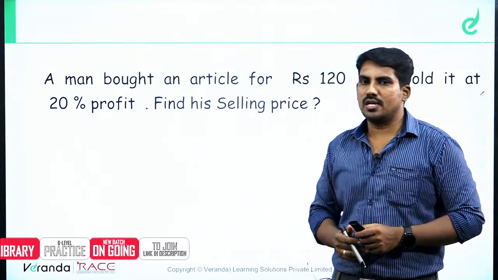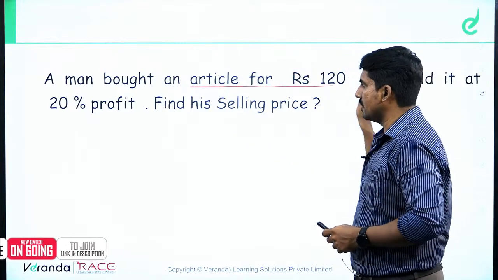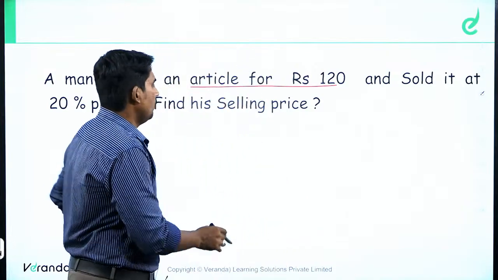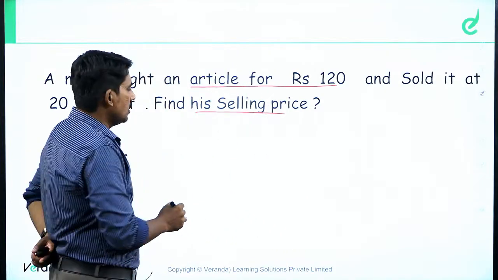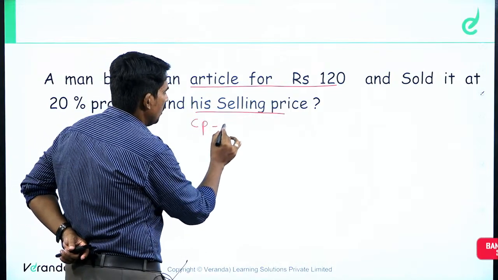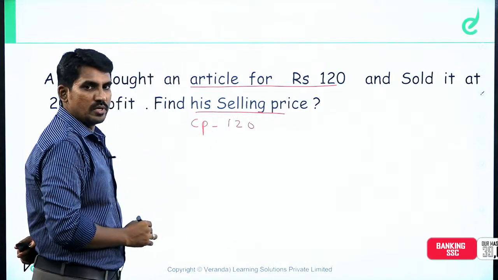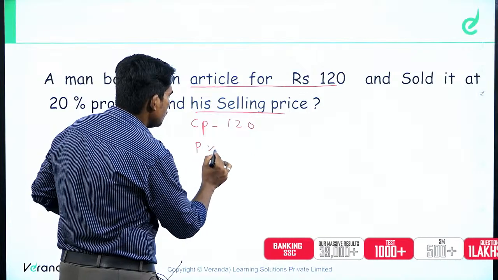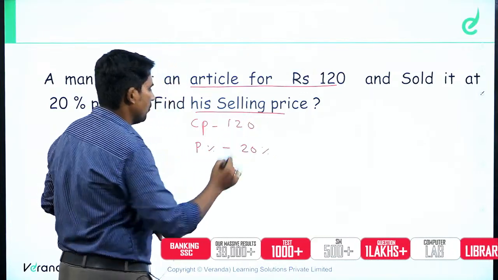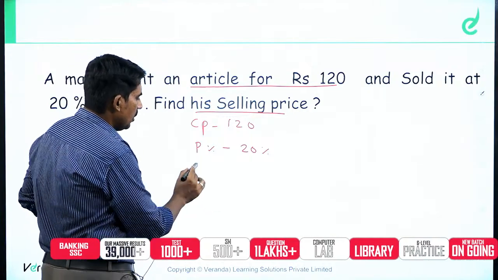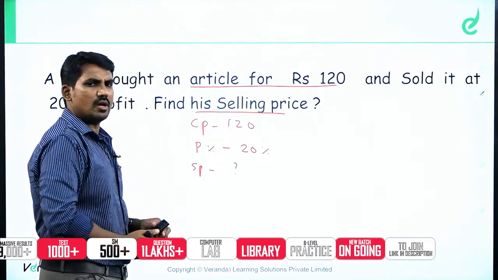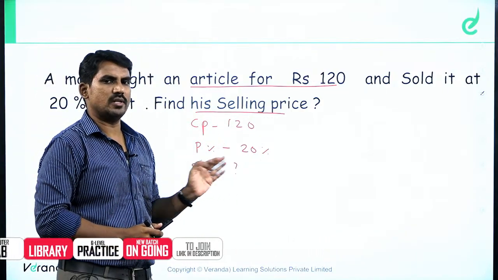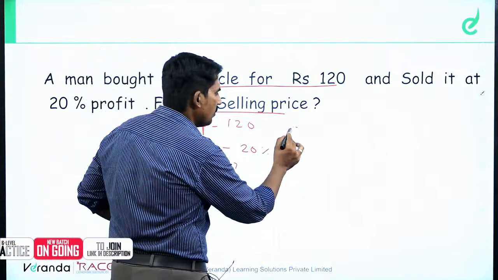A man bought an article for rupees 120 and sold it at a profit of 20 percentage. Find the selling price. Now understand the question. Cost price is given, 120 rupees. Profit percentage is given, 20 percentage profit. They are asking the selling price. Normally how can we solve the question? CP given, profit percentage given, SP they are asking. Shall we do it like this?